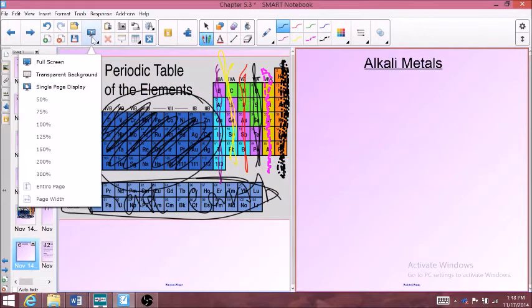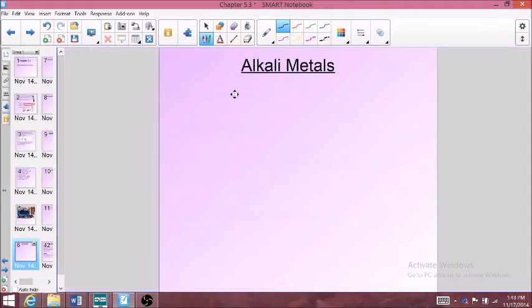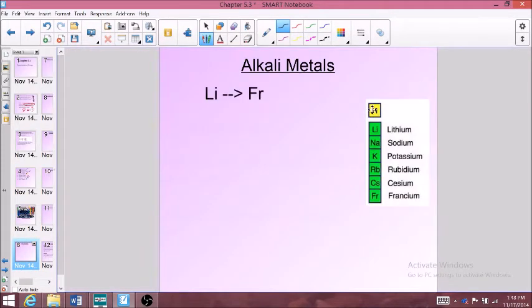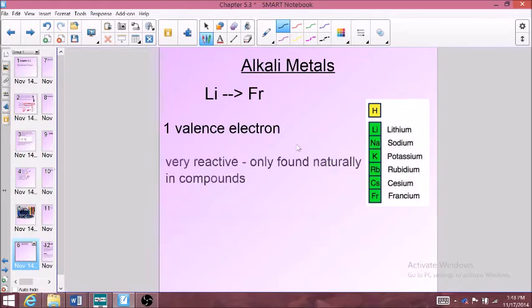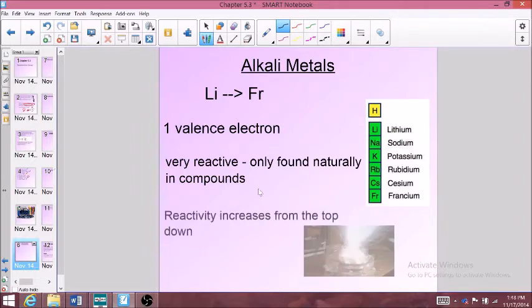The alkali metals, as I said, are the metals from lithium to francium in the very first group, group 1. They are all similar because they all have 1 valence electron. And they're very reactive. They're only found in compounds in nature. And it turns out the reactivity increases from the top down. So not only are all of these elements very reactive, francium is the most reactive of them all, with lithium being the least reactive. So as you progress down the group, the reactivity increases.